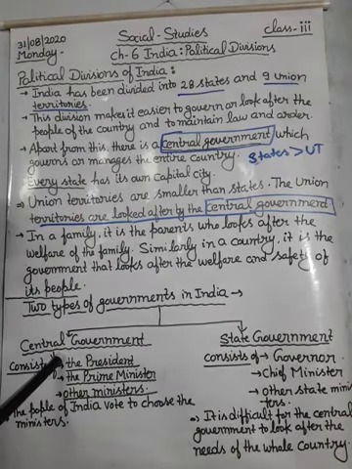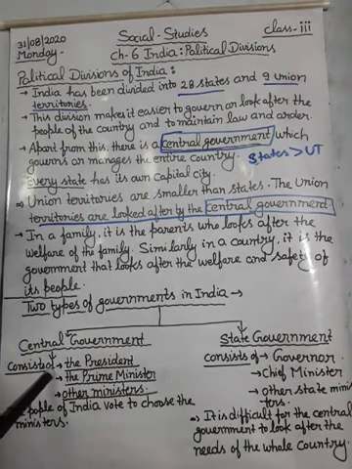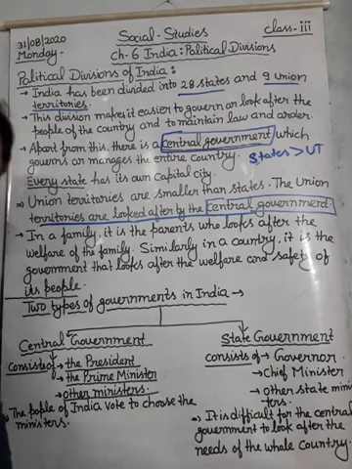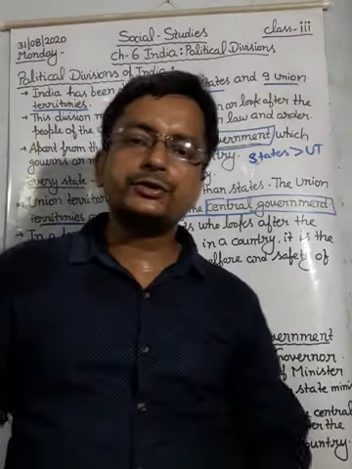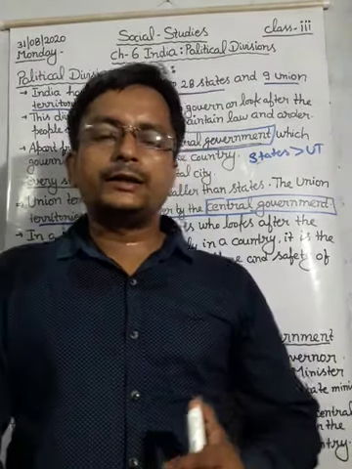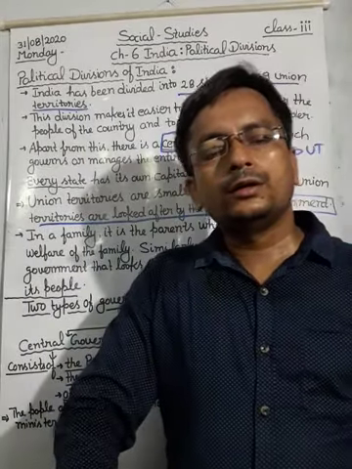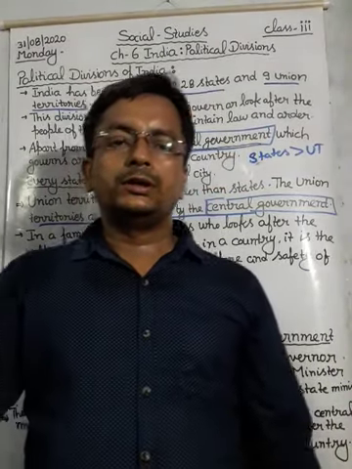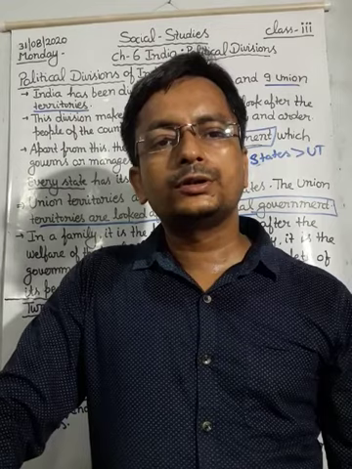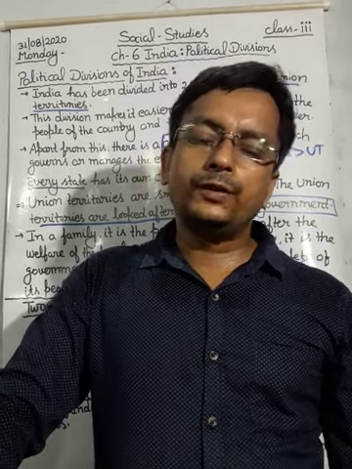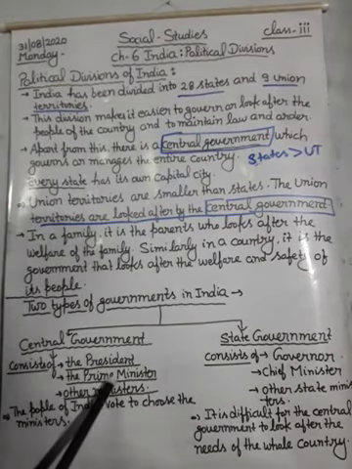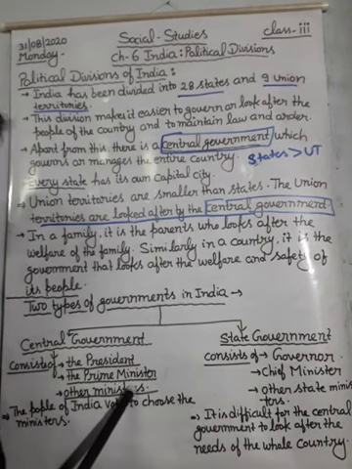So first of all we will discuss the central government. It consists of the president. The first citizen of our country is our president. At this time, who is president of our country? Yes, Mr. Ram Nath Kovind is our president, and he is the first citizen of our country at this time. The president, the prime minister, other ministers.